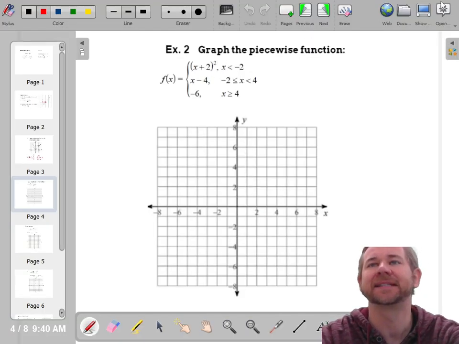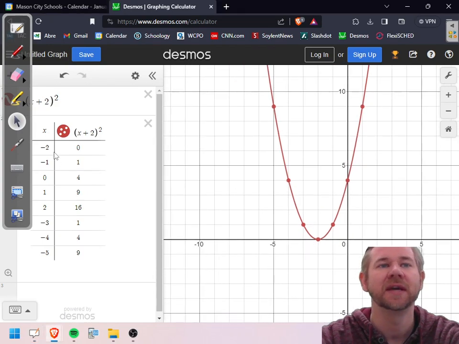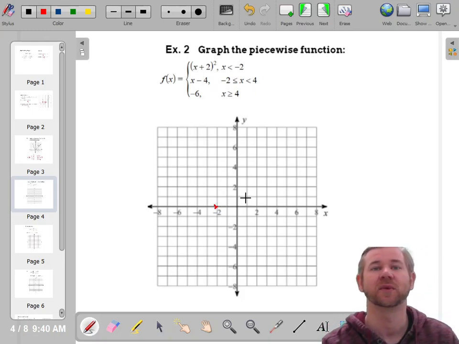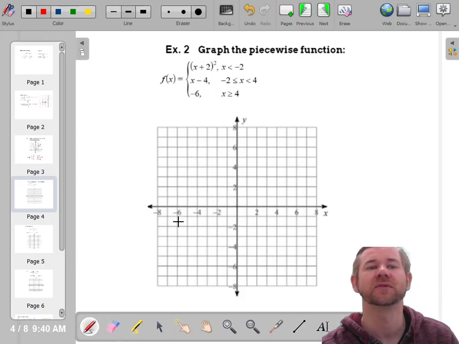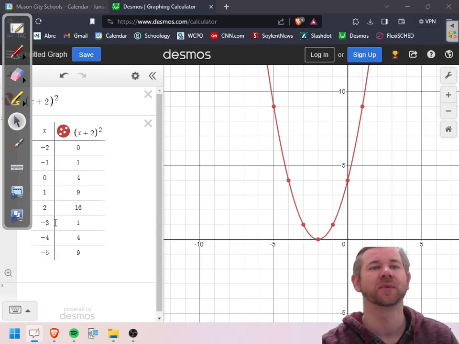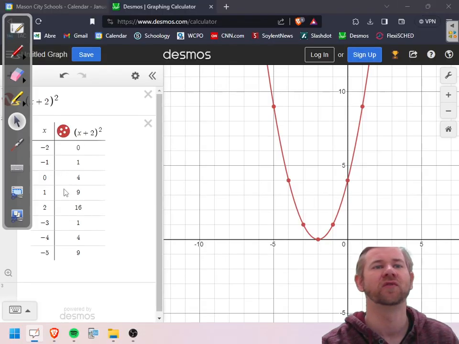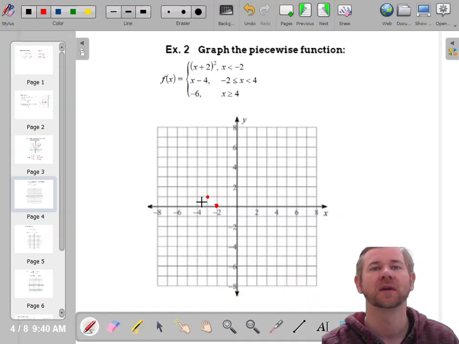So x is less than -2. So -2 is at 0, so we'll put a dot at (-2, 0) right there. I gotta use my actual stylus, it's way better. (-2, 0) is right here. And then we'll say -3 is at 1, -4 is at 4, and -5 was at 9.